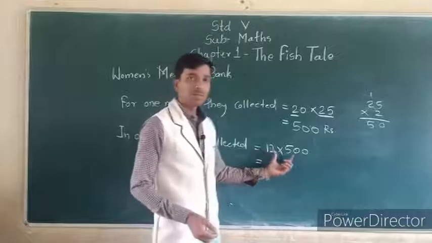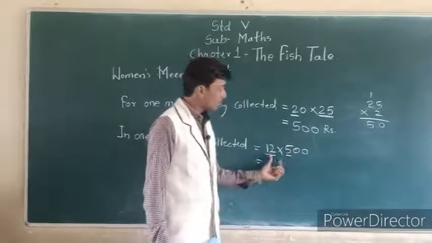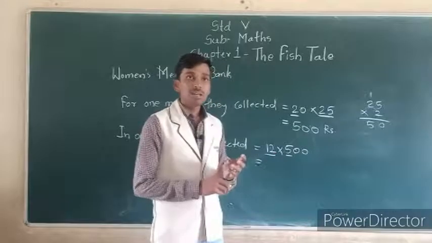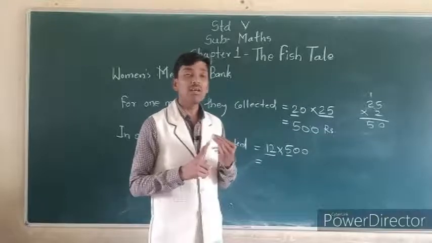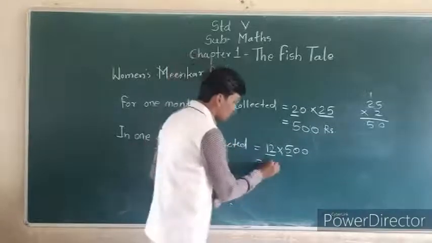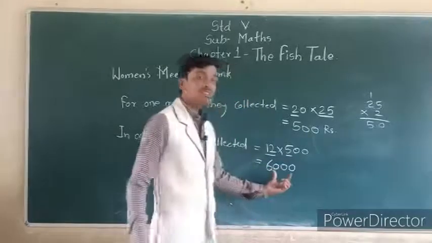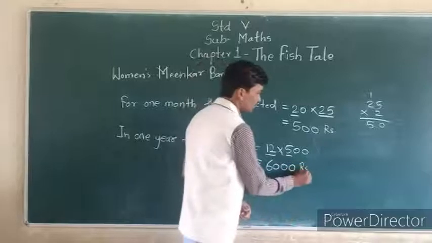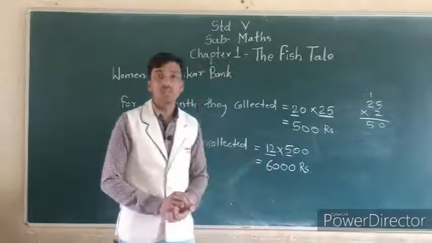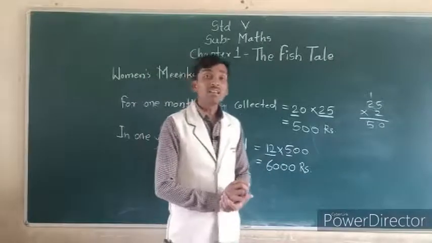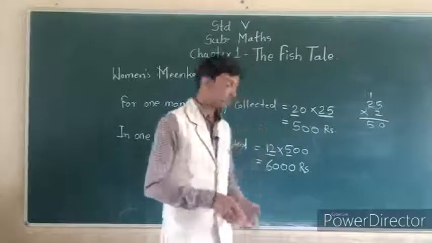See, this is simple multiplication. You can multiply this 12 and 5. Okay? See, 12 1s are 12, 12 2s are 24, 12 3s are 36, 12 4s are 48, 12 5s are 60. So write this 6 and 2 zeros right here. Means 6,000 rupees. In 1 year they can collect 6,000 rupees, and in that question they ask for 10 years.